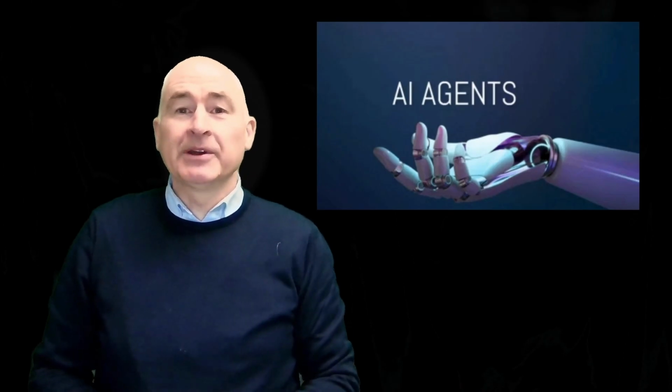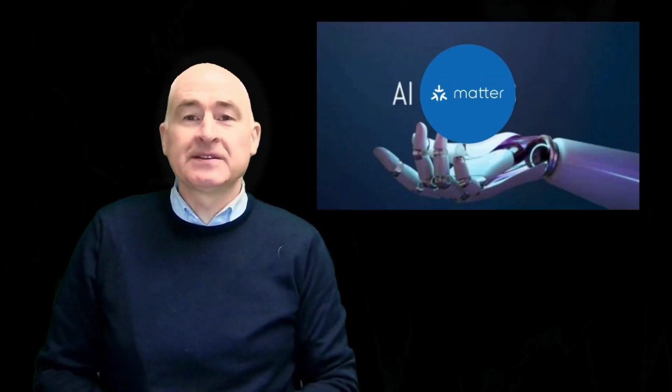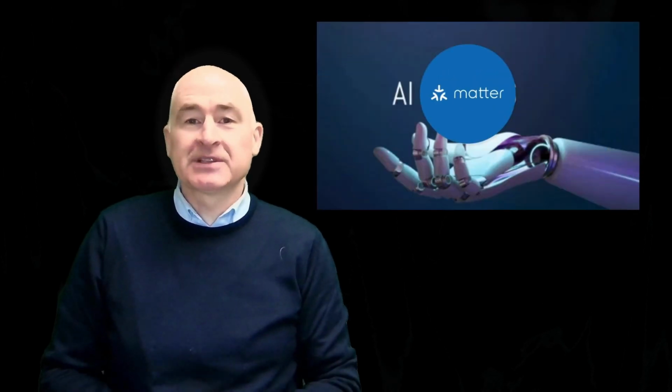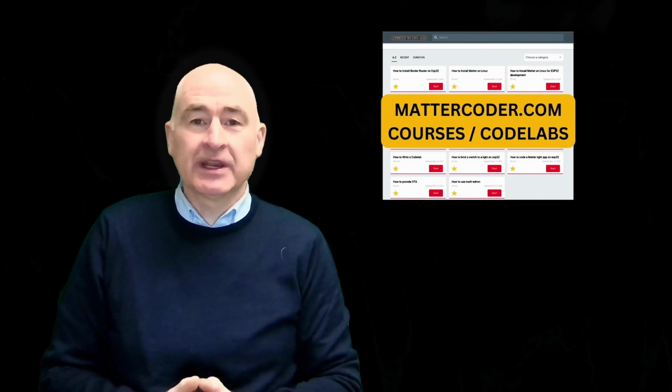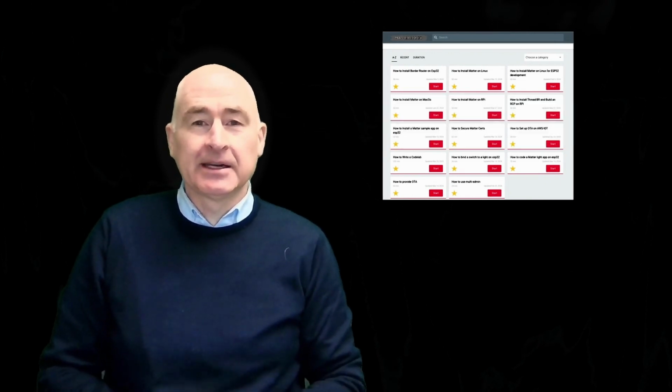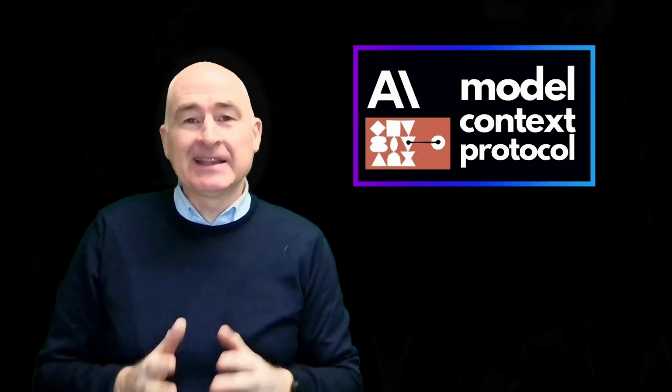We're all talking about the arrival of AI agents, but you know what's even more exciting? Getting them to control real-world devices using Matter, the new smart home standard. At mattercoder.com, we built a hub packed with code labs and courses to train developers on Matter and AI. And with the Model Context Protocol, you can plug this knowledge directly into AI models.